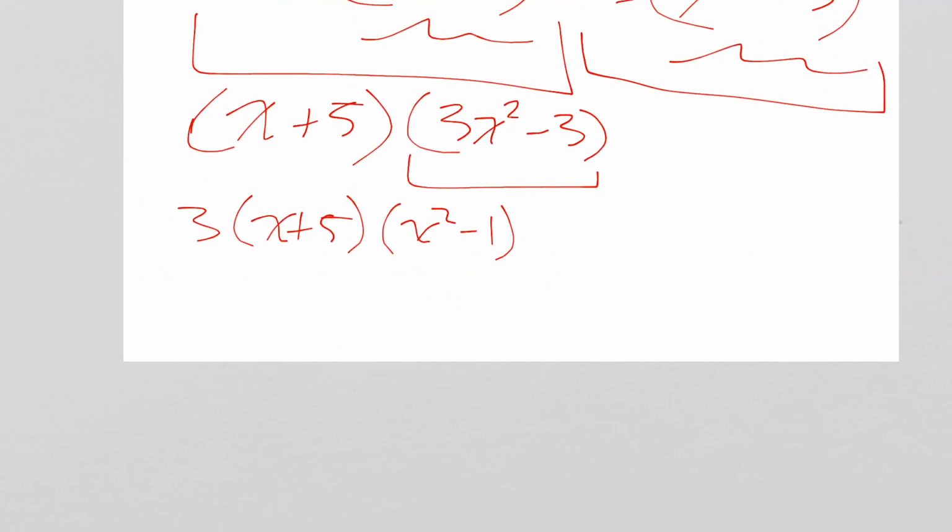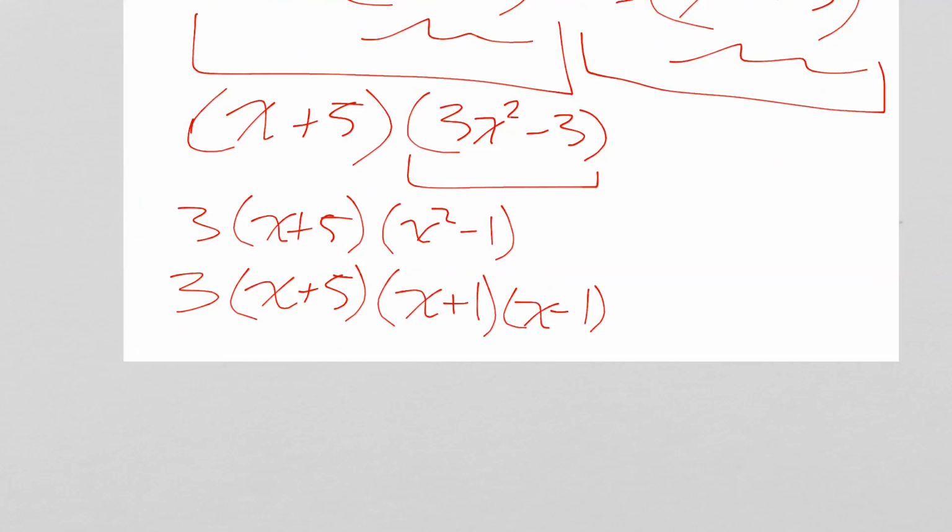Why do we like that? We like that because x squared minus 1 is a difference of squares. And so this becomes 3 times x plus 5 times x plus 1 times x minus 1. And so we know these zeros will be x equals negative 5, x equals negative 1, and x equals positive 1 right there. That set of numbers.